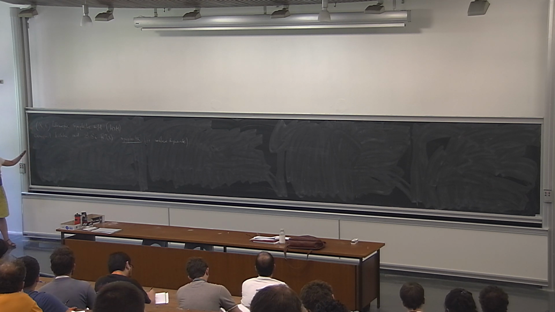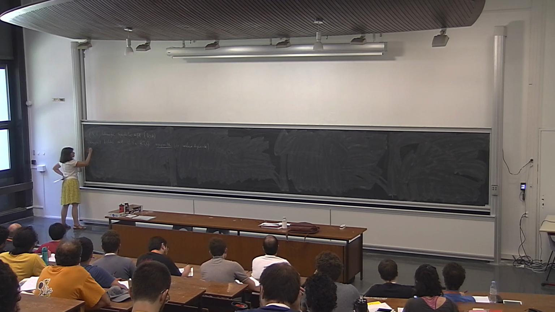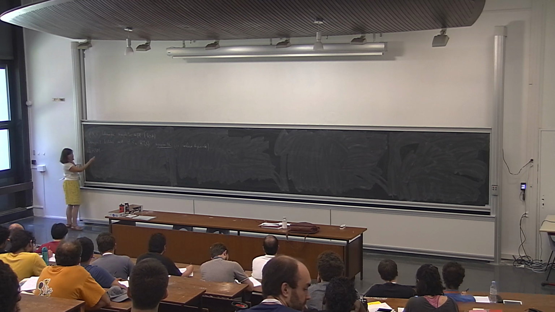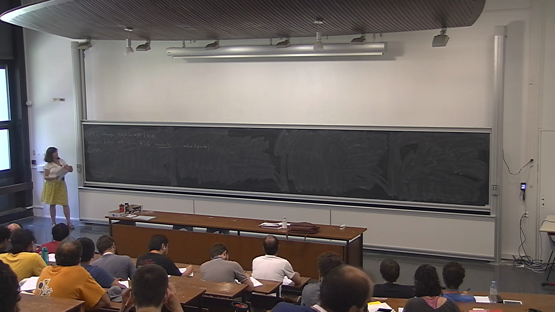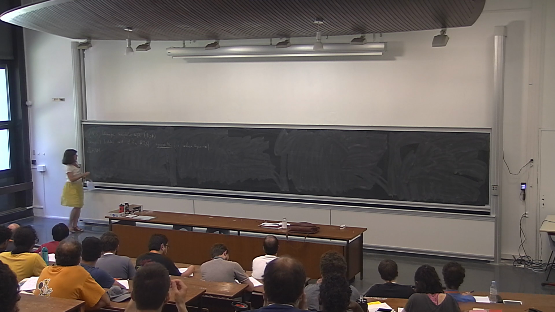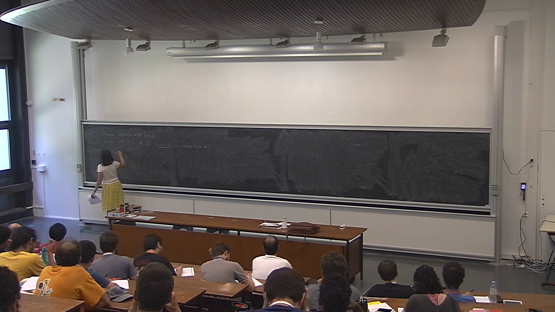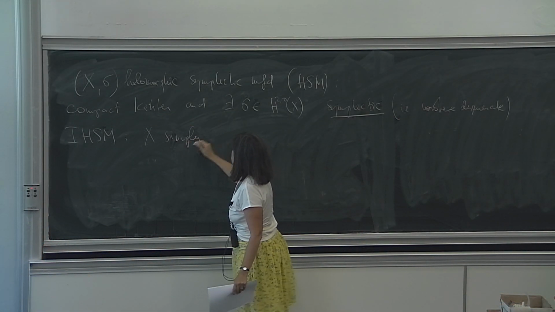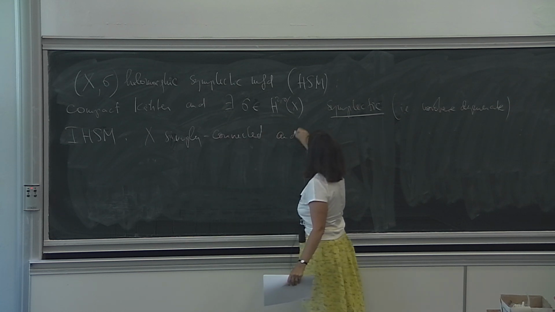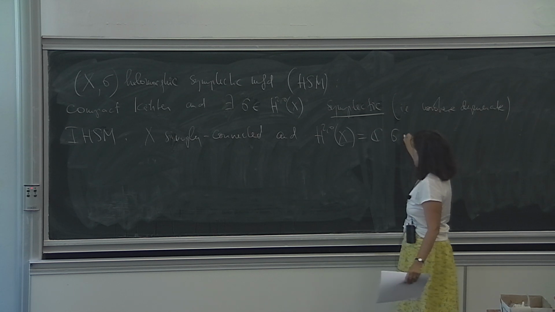I will mostly work with irreducible holomorphic symplectic manifolds, which are abbreviated to IHSM. This means that this symplectic form is essentially unique, and also that X is simply connected. That is, H^{2,0} of X is C times sigma.